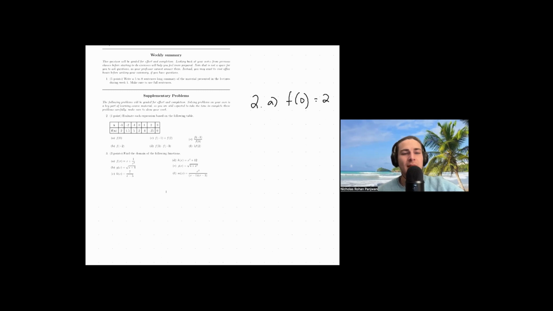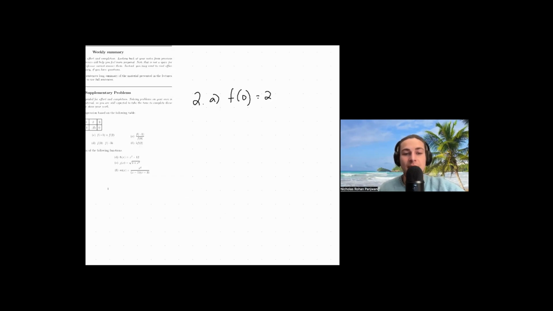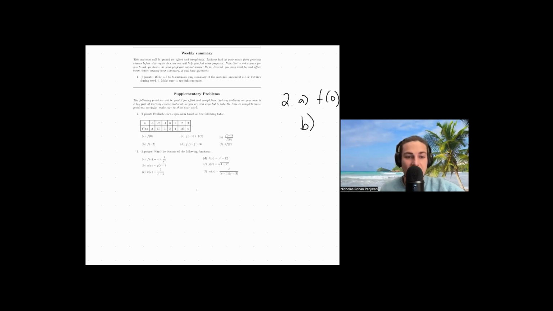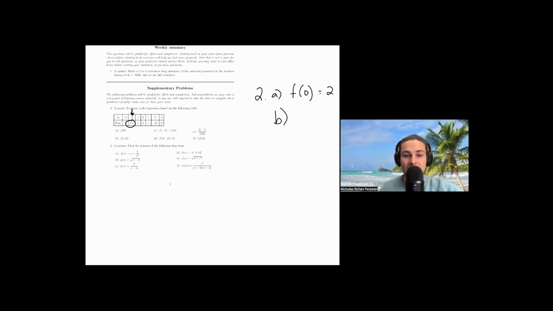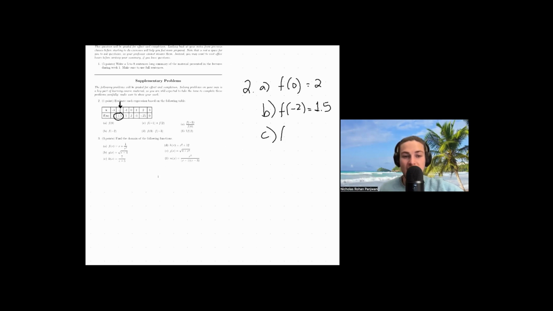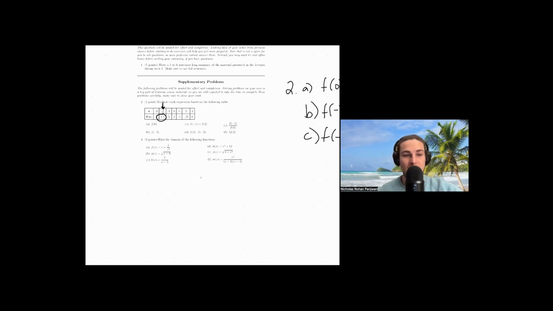I was going to mention something else, but let's keep going. Okay. B, f of -2. So we find x equals -2, and then we go down, and f of -2 is equal to 1.5. Boom. Next, f of -1 plus f of 2. So we're going to take the result of each of these and then add the results together.